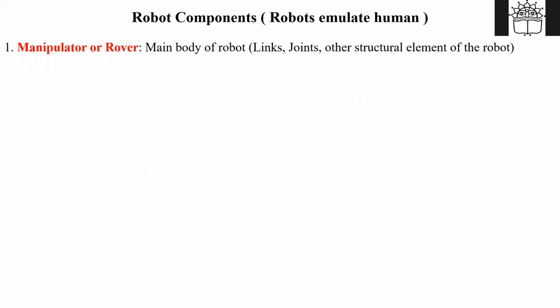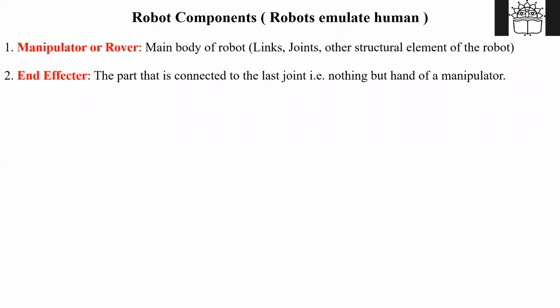Now let us see what are the components of a robot. The first part is its main body. As I told you, it emulates a human being. So components of robots are similar to components of a human being. At the end of this slide, I will tell you how to remember this. It is very simple. First is the manipulator, which is the main body of the robot. It consists of links, joints, and structural elements.